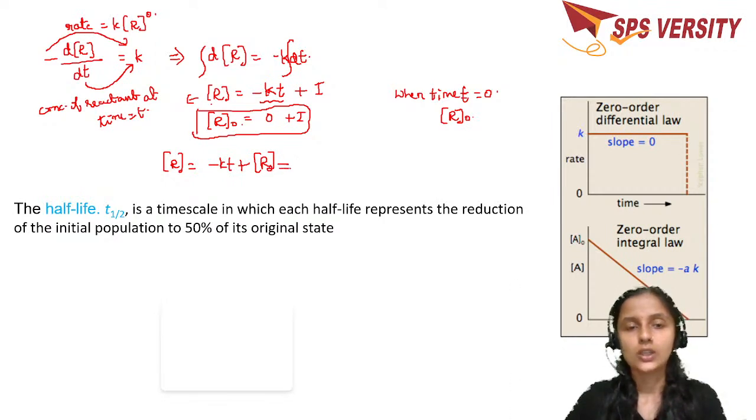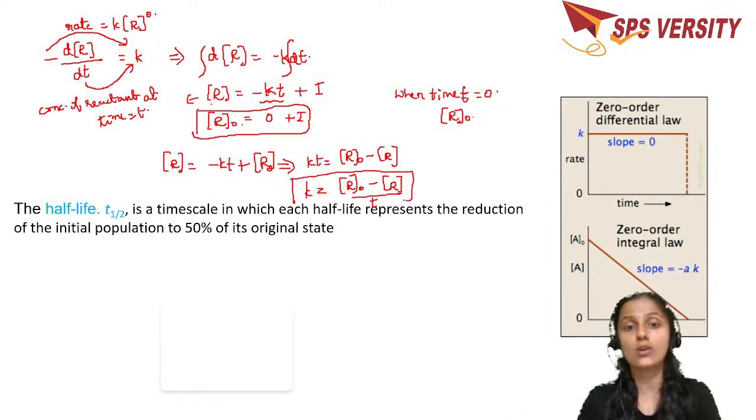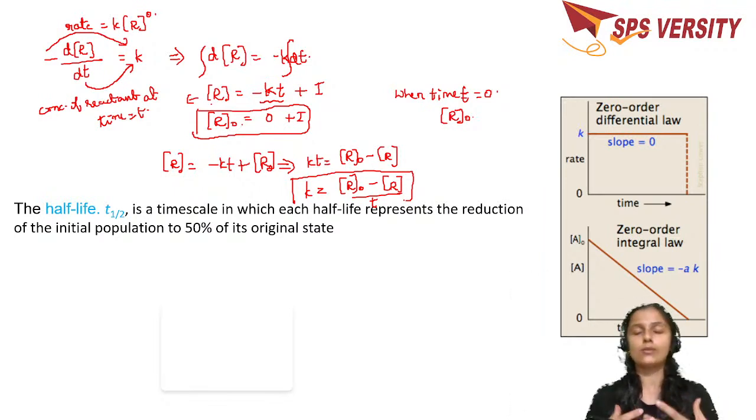Now you rearrange this expression, you get kT is equal to R naught minus R, or K is equal to R naught minus R divided by T. This is the expression for the rate constant in the case of zero order reactions, where K is the rate constant, R naught is the initial concentration of the reactant, R is the concentration of the reactant at time equal to T, and the T in the denominator is the time.